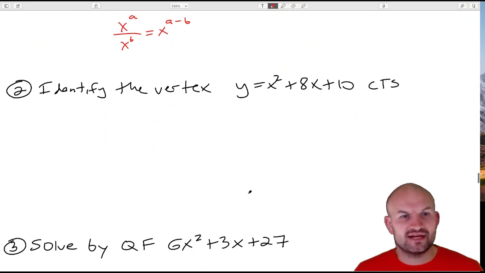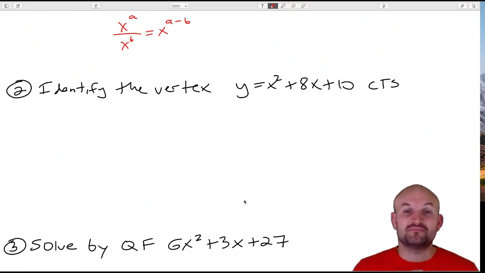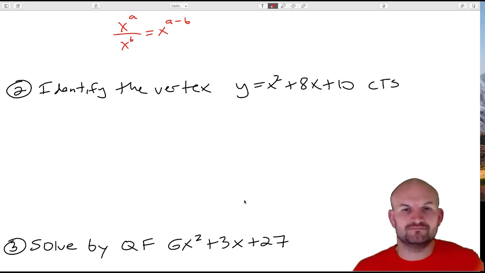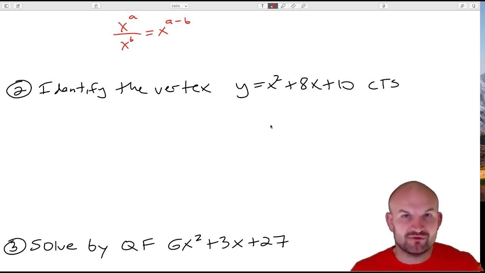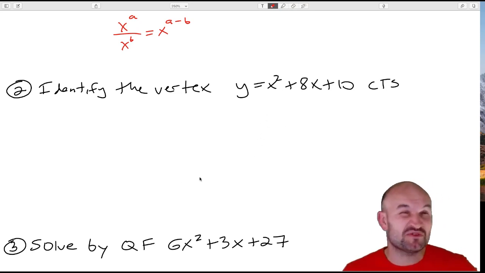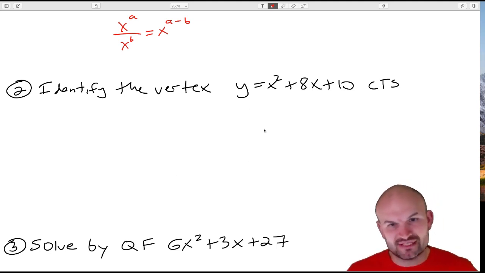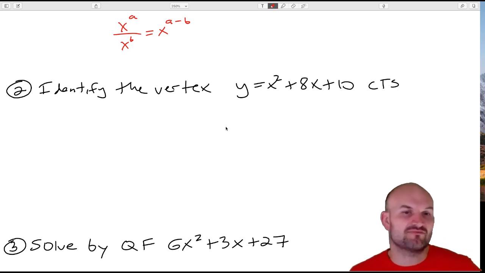All right, the next one is identify the vertex via completing the square. So the obvious way would just take the b divided by 2 squared. But most students forget that. They don't understand where it comes from. And typically we would go through a whole lesson explaining that process.